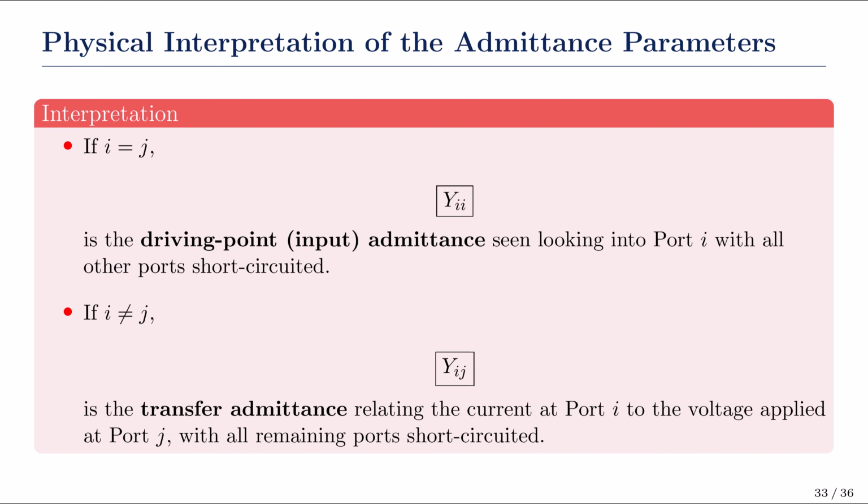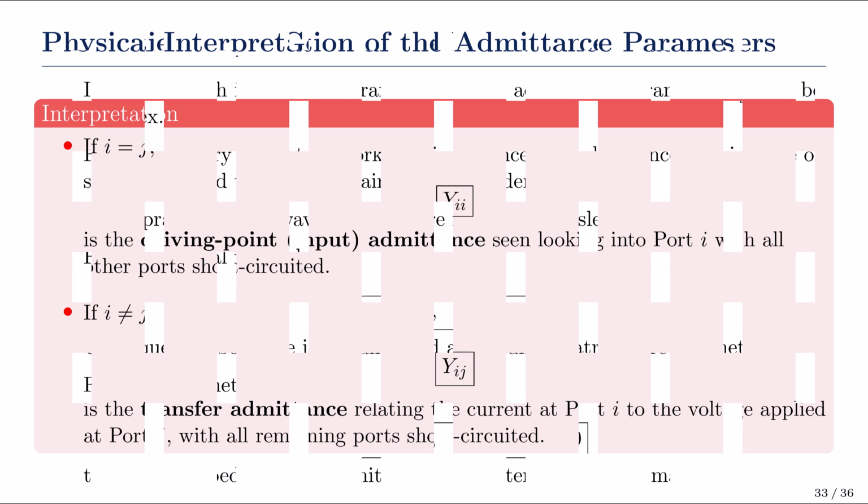Driving point and transfer admittances. The interpretation follows exactly the same logic as for the impedance matrix. The diagonal elements Yii represent the driving point admittances observed at each port under short-circuit conditions. The off-diagonal elements Yij represent the transfer admittances that describe how a voltage applied at one port produces a current at another port. Again, the diagonal terms characterize individual ports, while the off-diagonal terms characterize the interaction between ports.